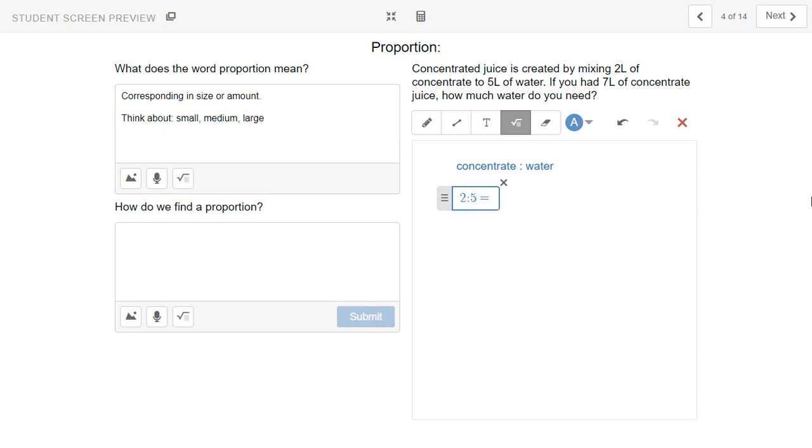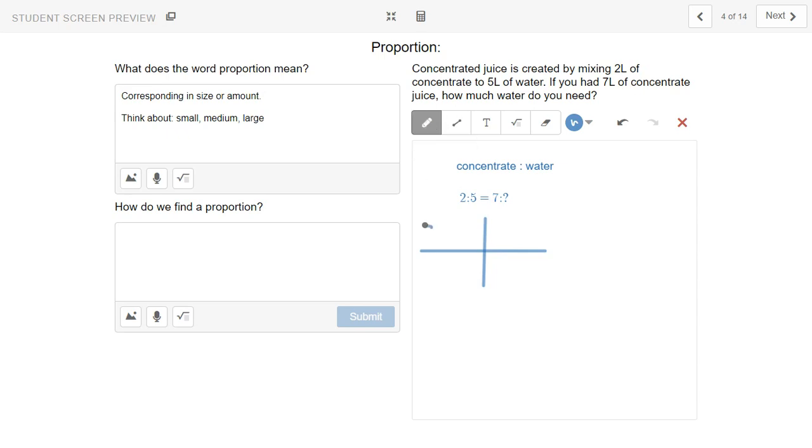The second ratio we have is 7 liters of concentrate juice and an unknown amount of water. But because these are in proportion, we know that enlarging it would make the correct proportion. Let's set this up into a rectangle. The first column, we're going to put the first ratio. Second column, we're going to put the second ratio.